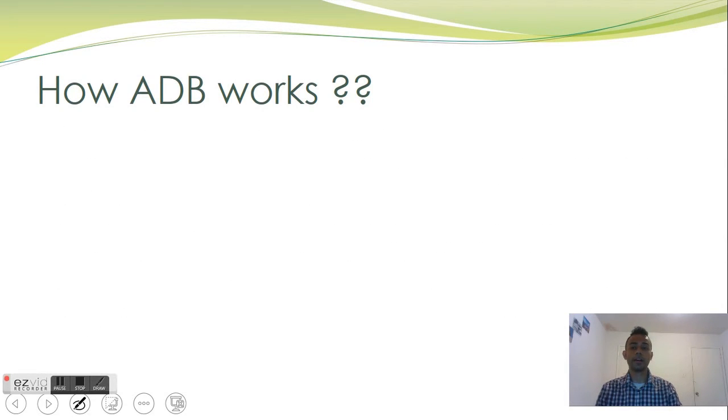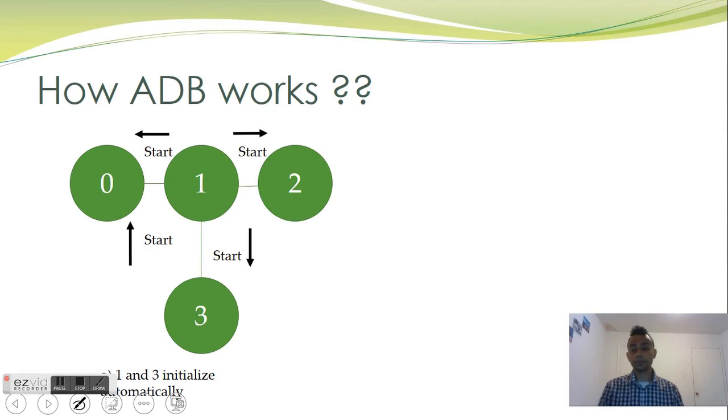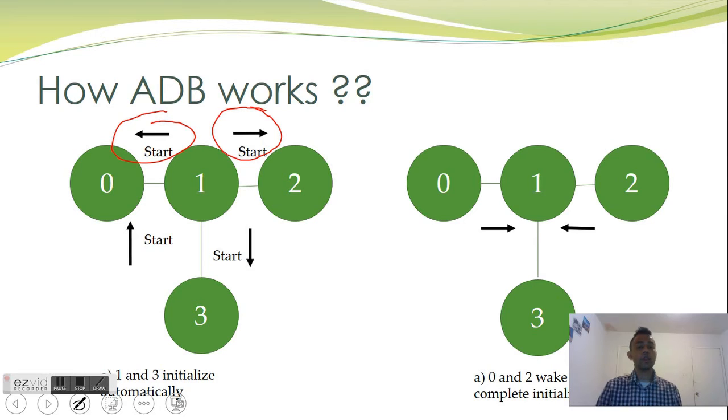Here is a pictorial diagram of how ABD works. Let us consider 4 nodes: 0, 1, 2 and 3. Let us consider node 1 and node 3 initialize automatically. So 1 and 3 send a start signal to their neighboring non-initialized nodes, that is 0 and 2. 0 and 2 wake up after initialization and send their corresponding messages to their neighboring nodes, that is 1.